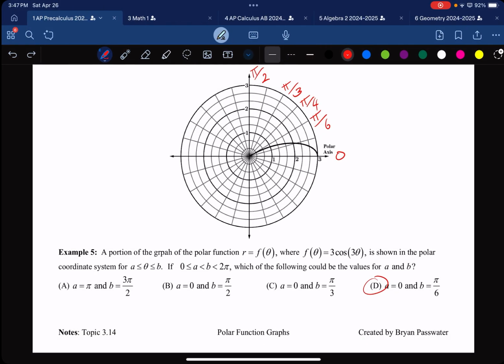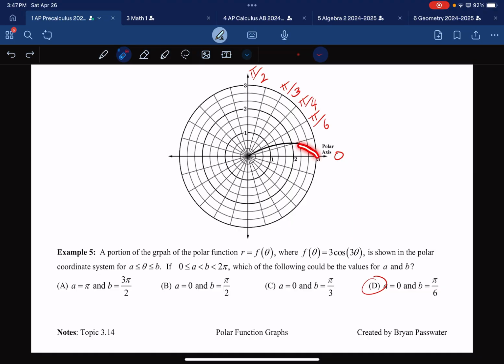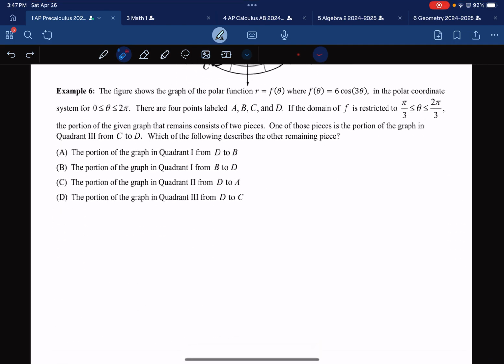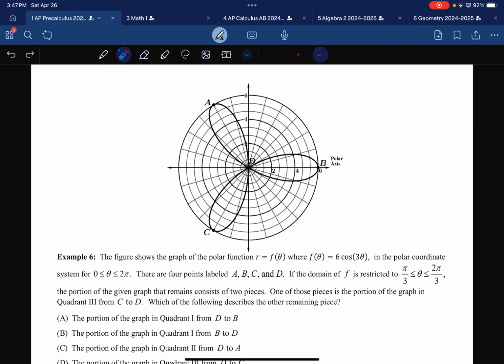It goes from 0 to pi over 6 because after pi over 6, it goes here and then it comes out like that, and then up like that. Okay, not the best graph of my life, but we can see that we were right. Moving on to our final example for the notes, example 6.